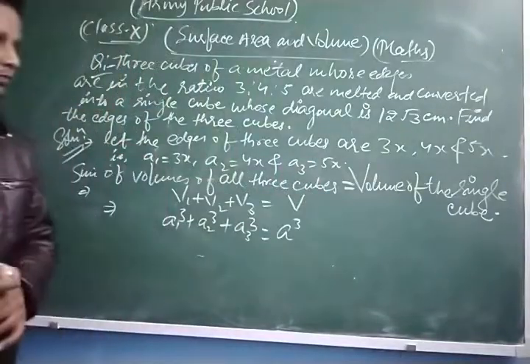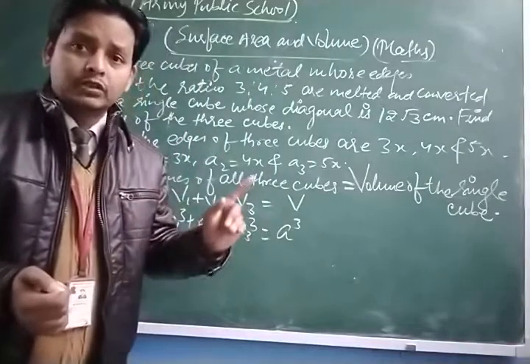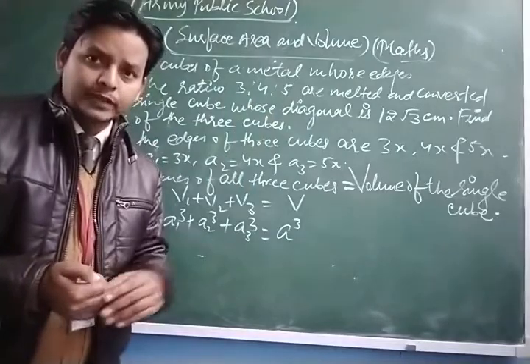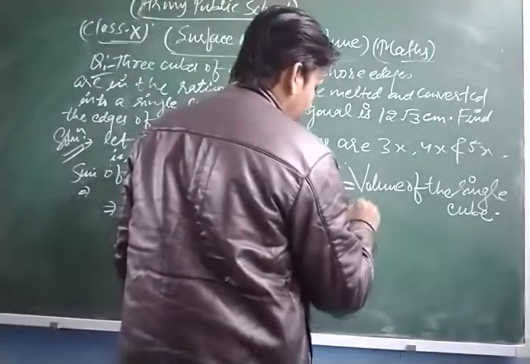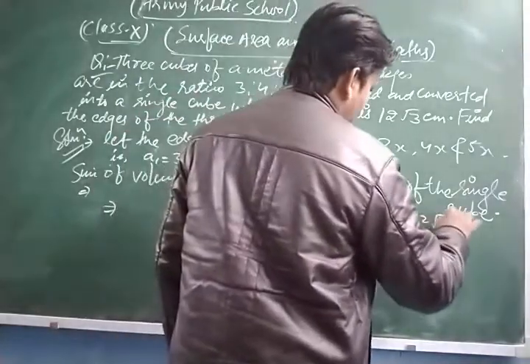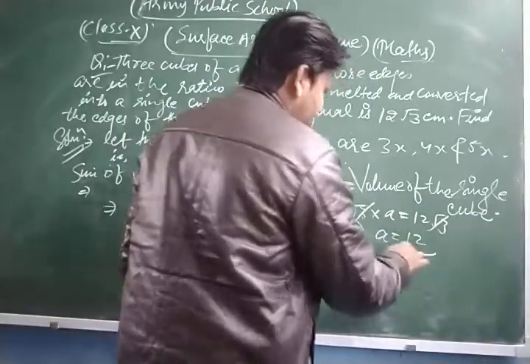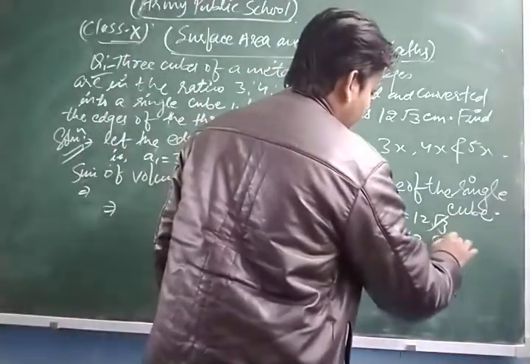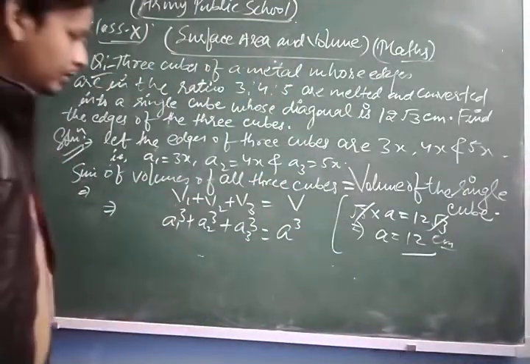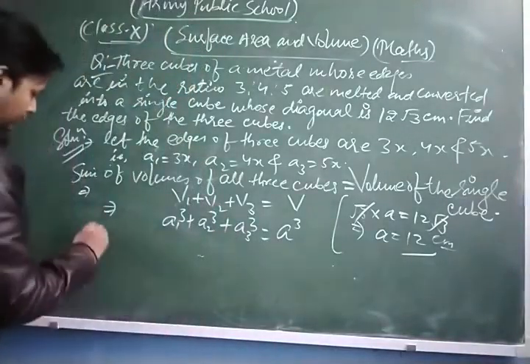But look, the side of the single cube is not given in our question, but its diagonal is given. And we know that if A is the side of the single cube, then its diagonal will be root 3 into side. And root 3 into side is equal to 12 root 3. Root 3 cancels on both sides. Thus, each edge of the single cube is 12 centimeter.